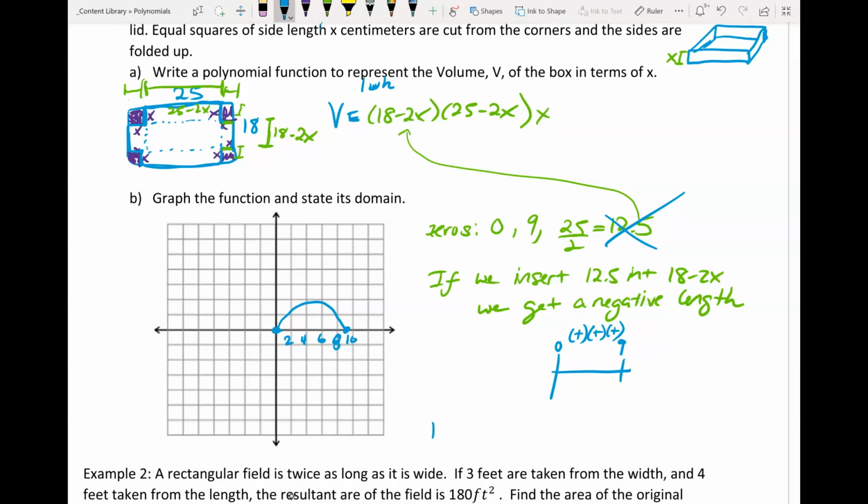Now we want to find its domain. Now your domain here, should we have really included the 0 and the 9? Well, if we did, that means one of our lengths is 0. Or if it's 9 again, 18 minus 2 times 9, this whole thing is going to be 0. So really we shouldn't include this because it's not really a box if you have a volume of 0. So I'm going to make them into holes now instead. So our domain is actually from 0 to 9, not including 0 and 9.